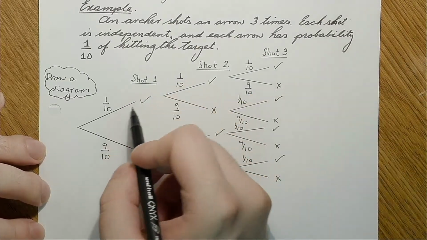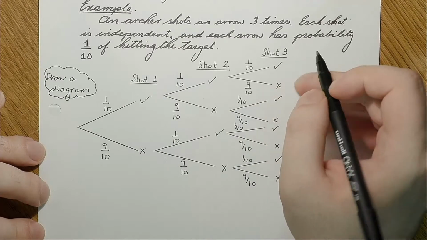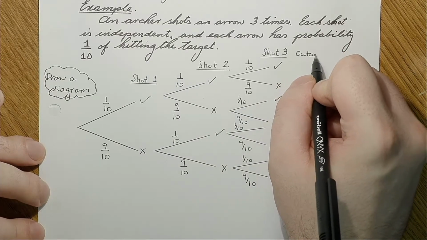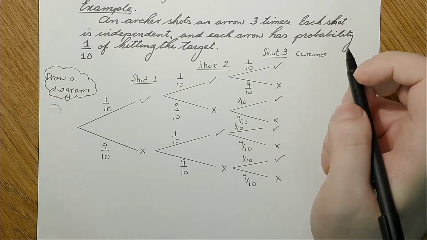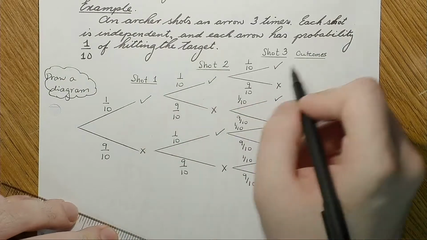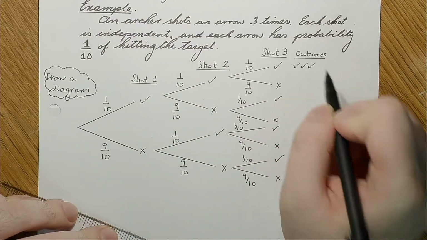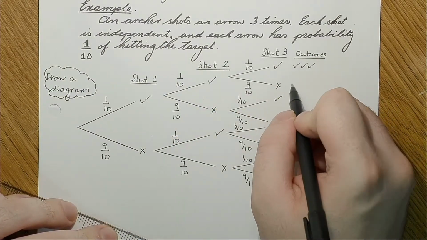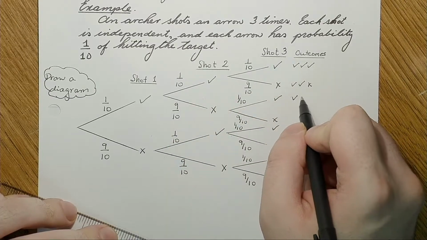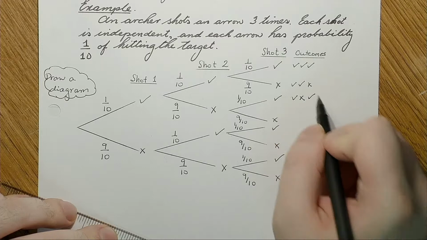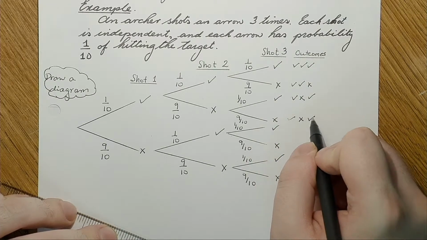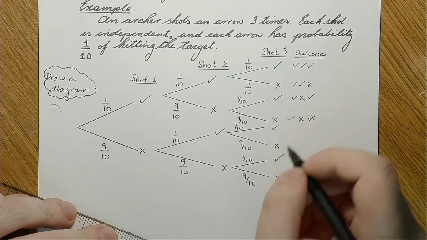So we have the outcomes, so maybe I'll put down outcomes here. I have 3 successes. I can have 2 successes and then a miss, a hit, a miss, and a hit, and a hit, hit, miss.